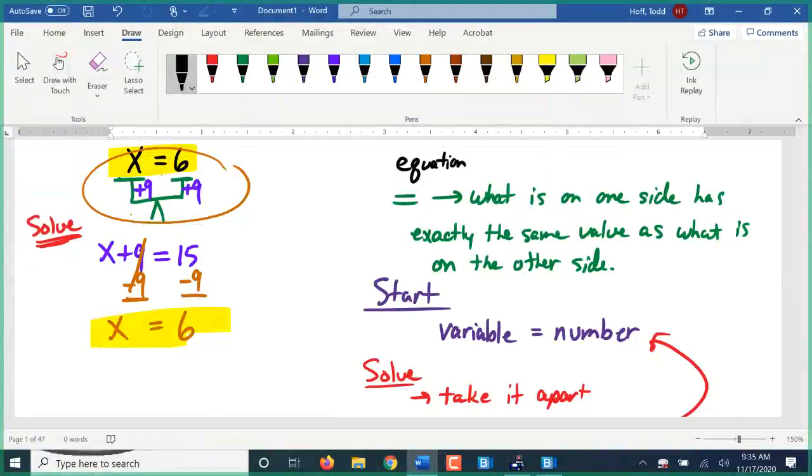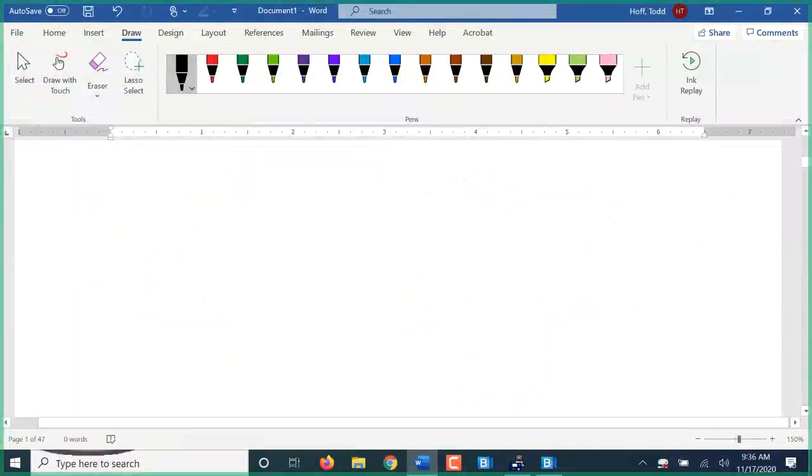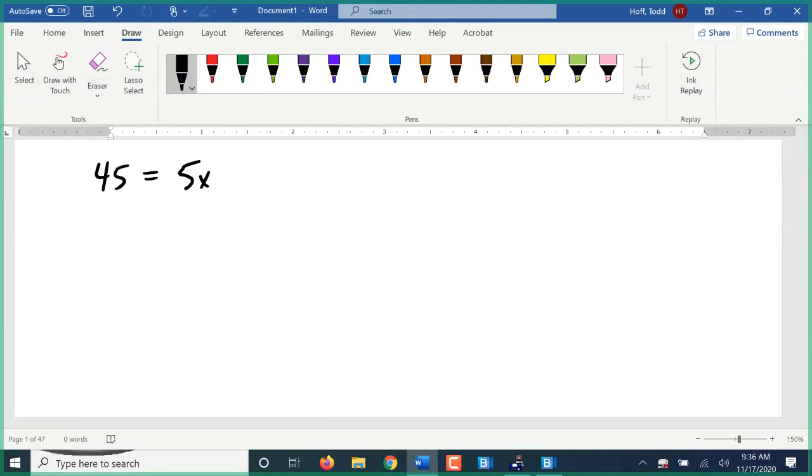Now here, we built the equation, or at least you watched it get built, so we knew how to take it apart. Usually, the tricky part with these equations is figuring out how they were built. So if I have that 45 equals 5x, the way I figure out how this is built is I find my equal sign. It's right there. Then I find which side of the equation my variable's on. It's over here on the right side.